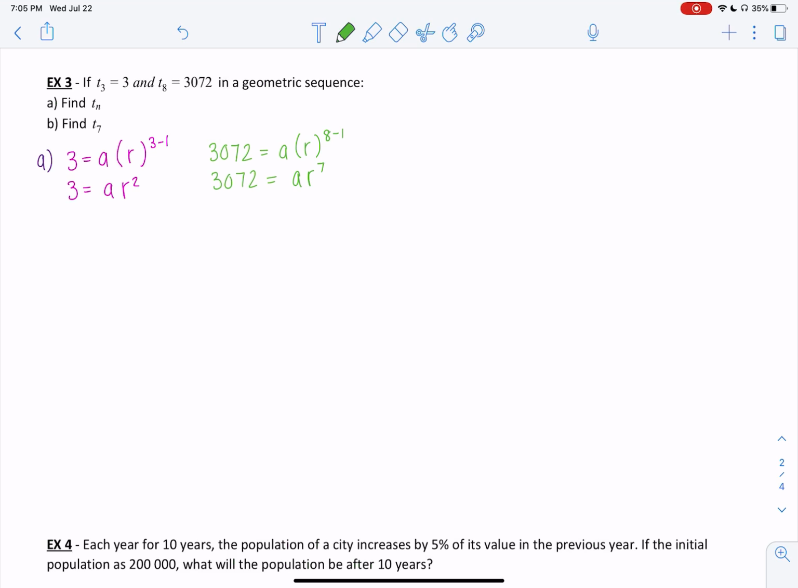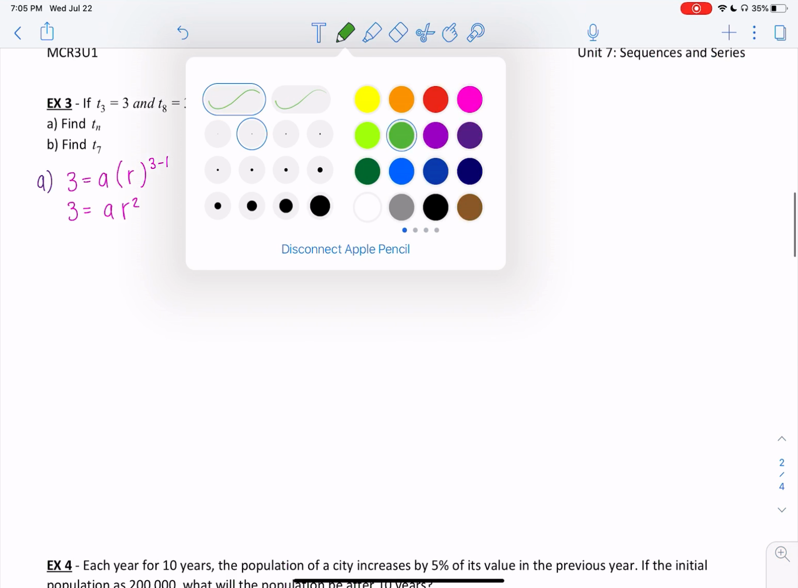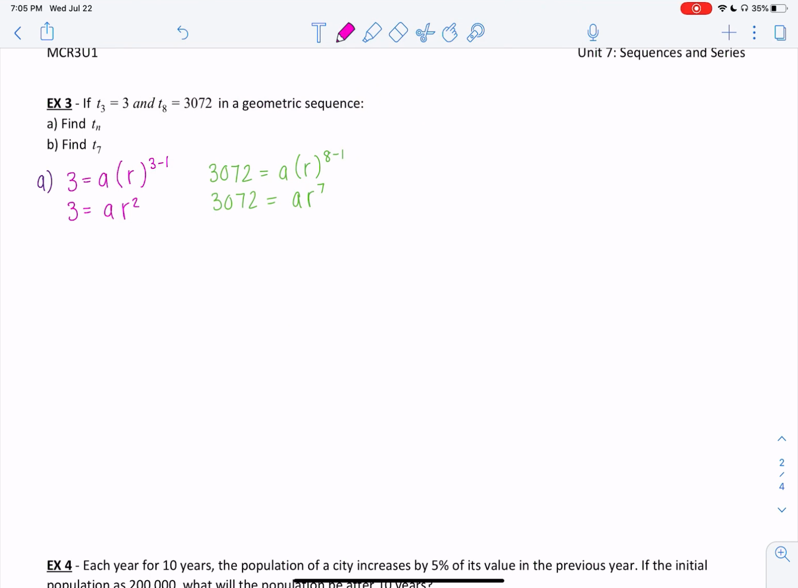So now I have two equations with two variables, which means I can solve this using substitution or elimination. In this case, because I don't have things being added, elimination isn't really a good choice. So I'm going to use substitution. I'm just going to rearrange my pink equation so that I isolate A. So we'll have 3 over r squared equals A. And now I'm going to take that value for A and sub it into my other equation.